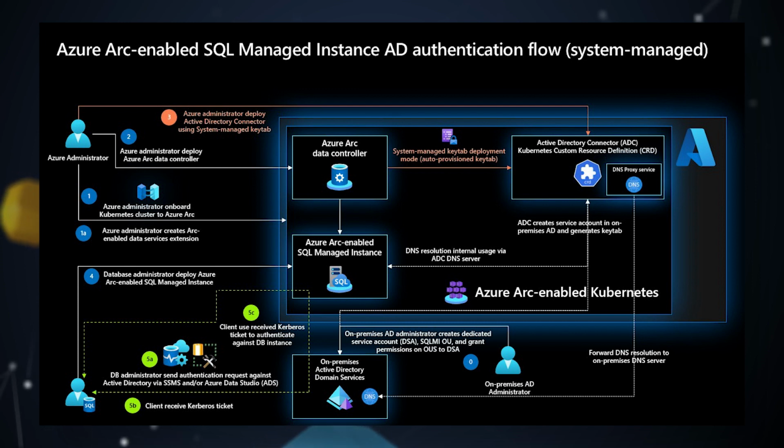Let's take a SQL client, Azure Data Studio being one of the clients. What the admin does with Azure Data Studio is send the authentication request through an integrated AD experience. Active Directory service then receives a Kerberos ticket. Now ADS uses that Kerberos ticket to authenticate against the DB instance. This is all done under the covers and very automated and easy to use.